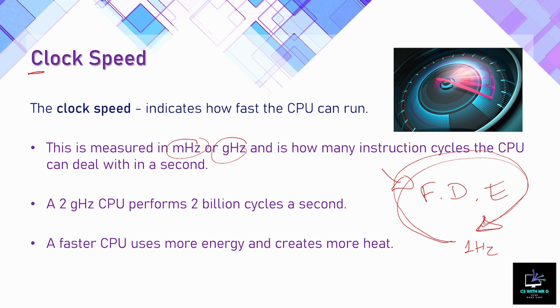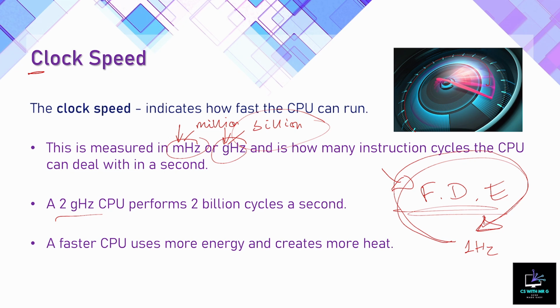However, it's doing a lot more than that. And that's where the terms megahertz and gigahertz come in. So megahertz means a million and gigahertz refers to a billion. So a typical CPU in 2025 has at least 2 gigahertz of clock speed, which means 2 billion instructions are fetched, decoded and executed every single second. So as we've mentioned, it indicates how fast the CPU can run, and this is the measurement it uses.